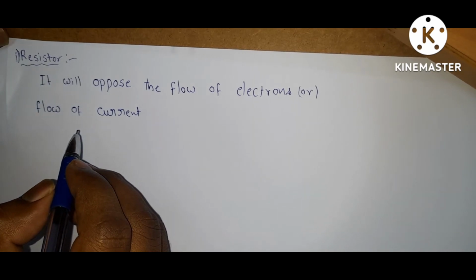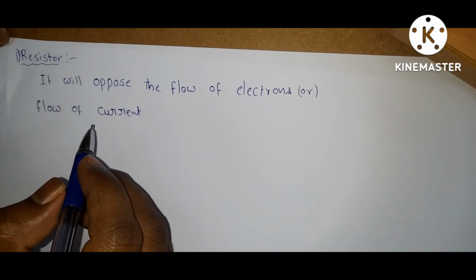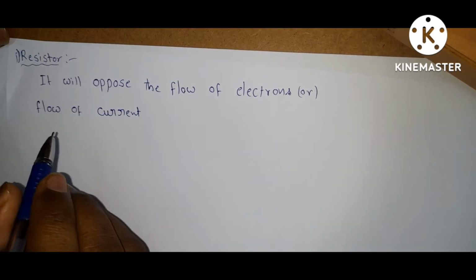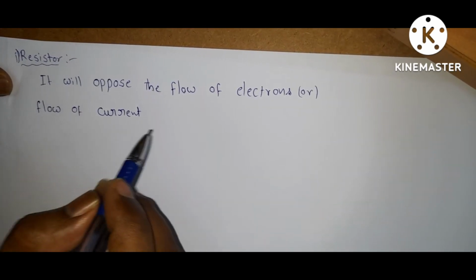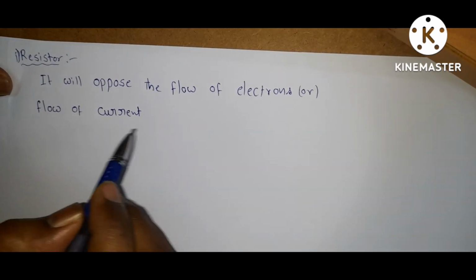Hello everyone. Our next topic is resistor, inductor and capacitor. The first one is resistor. The definition of a resistor is that it will oppose the flow of electrons or flow of current.